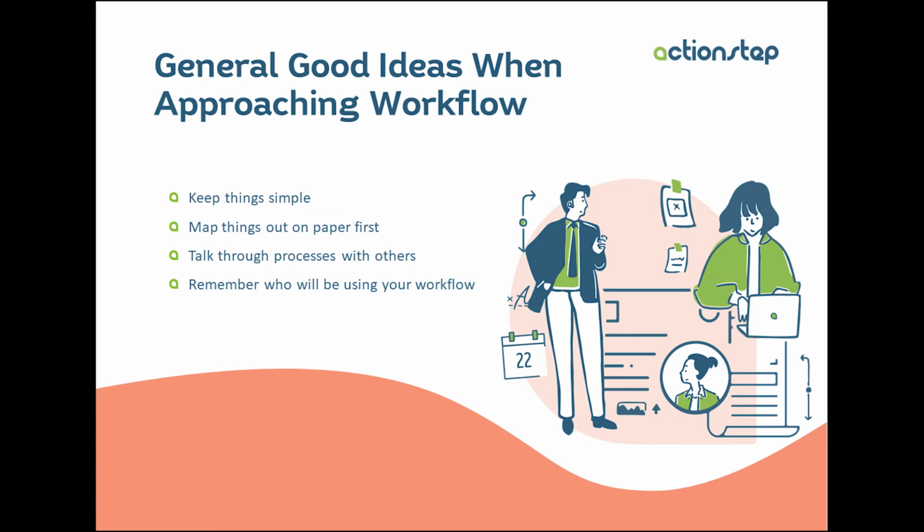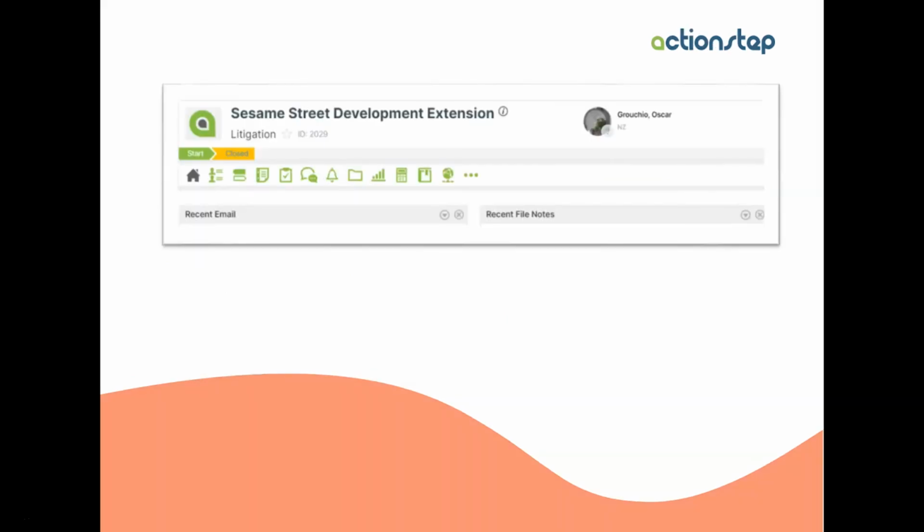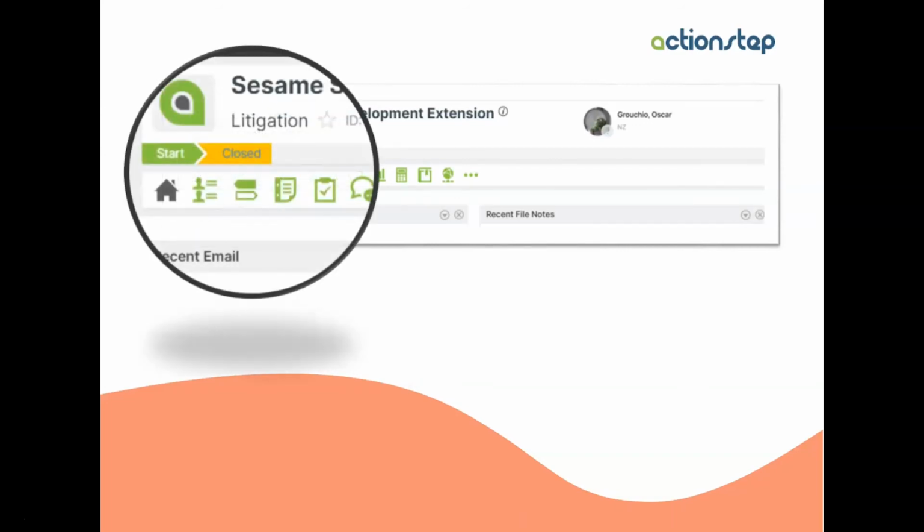Now, for the second type of person who will build workflow in ActionStep, those of you who want to ease into using workflow, the process can be simple. Every matter will start with 2 basic steps: the start or open step and the close step. Regardless of how you want to use workflow, you should at least have these 2 in place. This makes a lot of sense. It's the 2 things that you do on a matter. You open it and close it, regardless of what happens between those 2 steps.